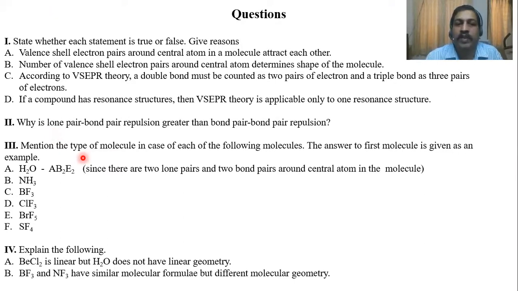Next, mention the type of molecule. An example is provided: water is an AB2E2 type of molecule. B represents bond electron pairs around the central atom, and E represents lone electron pairs on the central atom. So you can work out the remaining molecules. Explain why beryllium chloride is linear, but water does not have a linear geometry. Next, boron trifluoride and nitrogen trifluoride have similar formulae but different geometry. What is the reason?